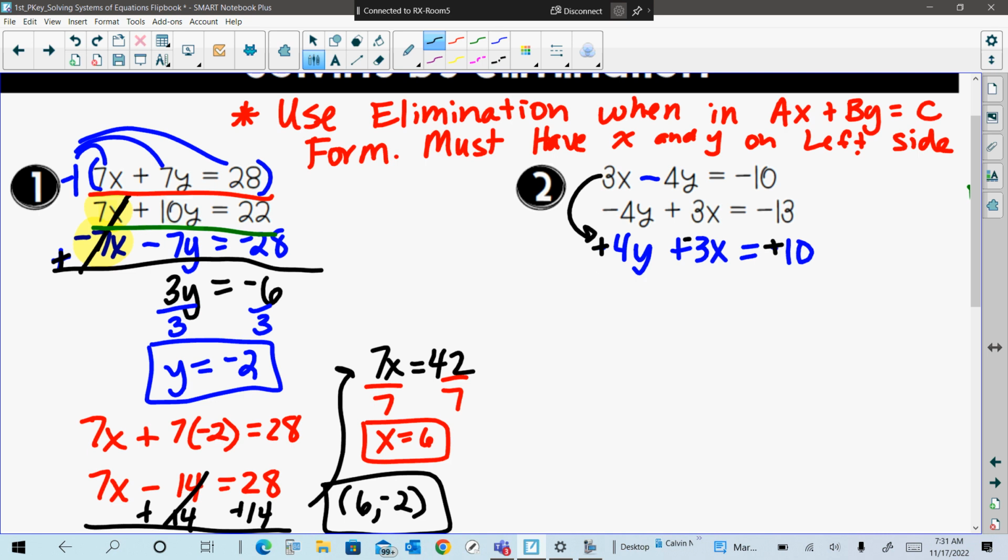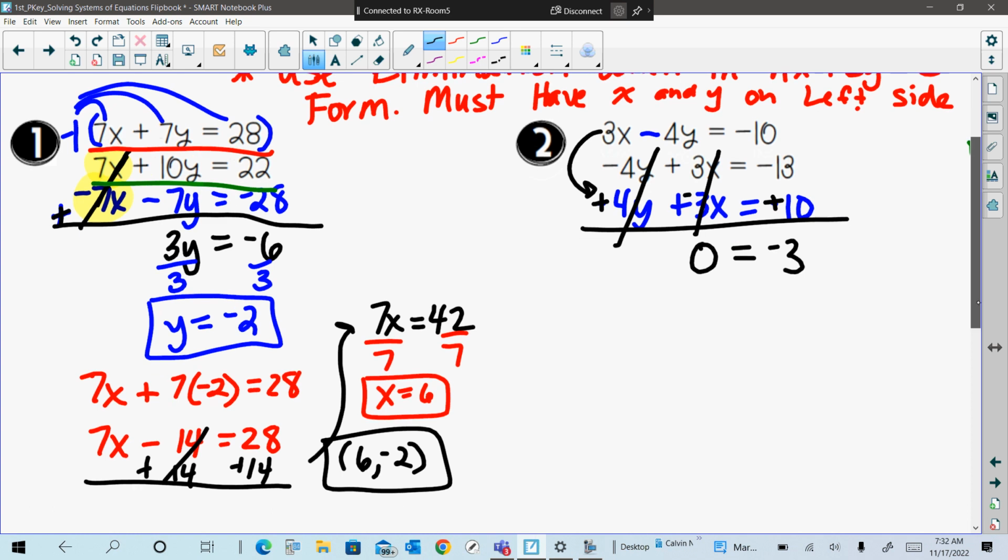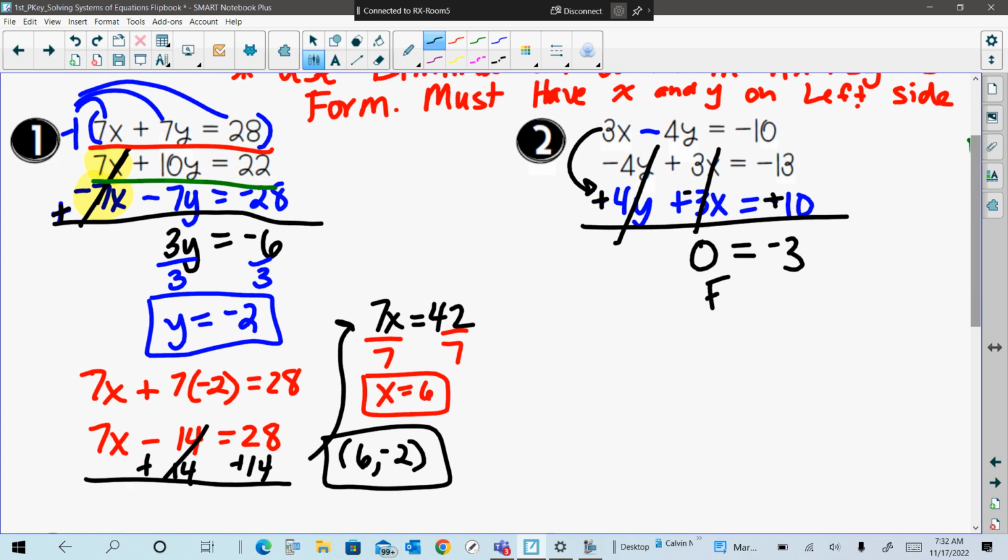And when we do that, something happens here. The y's will cancel, and the x's are going to cancel. So that leaves us with 0 terms on the left side. So we have 0 is equal to a -3. And that is a false statement. And anytime we have a false statement, 0 can't equal -3, it has to equal 0. Then we just write no solution.